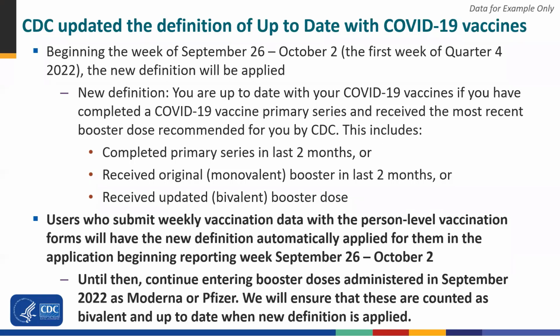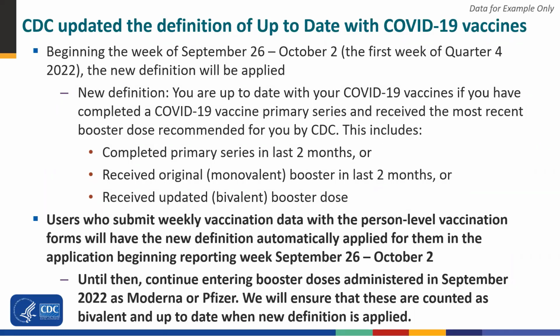So if you're a user, like I think most of you are because you're on the webinar today, who submit these data using the person level vaccination forms, the great news here is that new definition is going to be applied automatically for you in the application at the start of quarter 4. So until then, just continue entering your booster doses administered as either Moderna or Pfizer. We will make sure they're counted as bivalent and up to date when that new definition is applied.